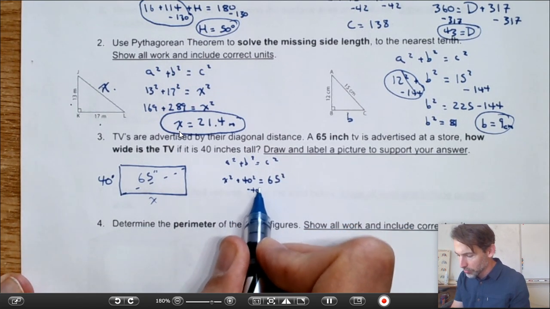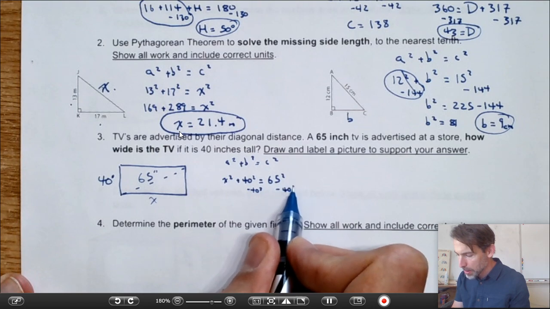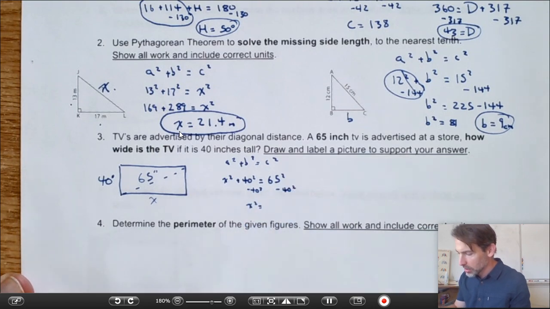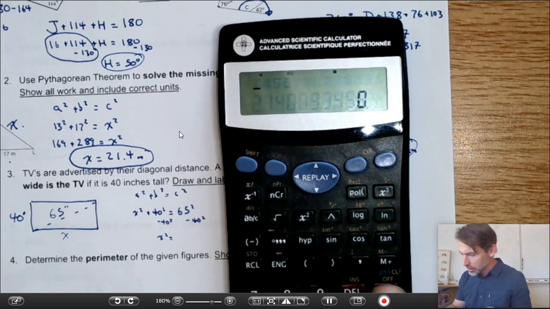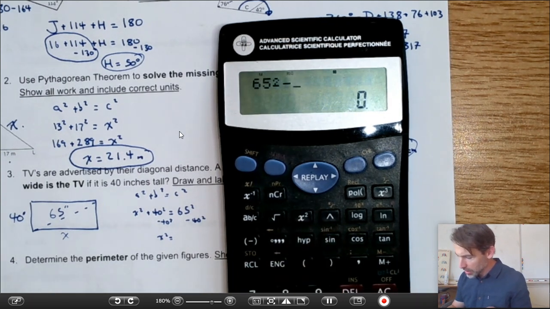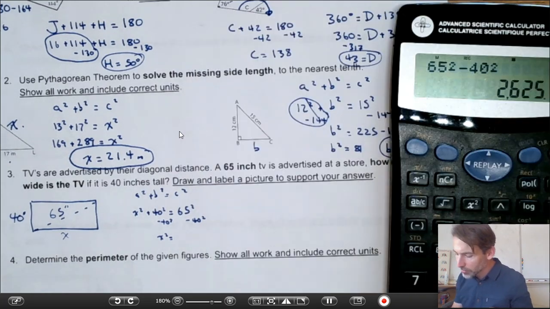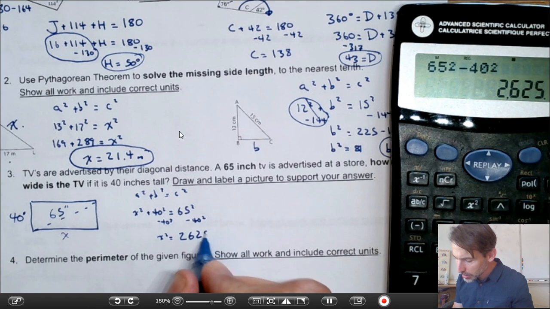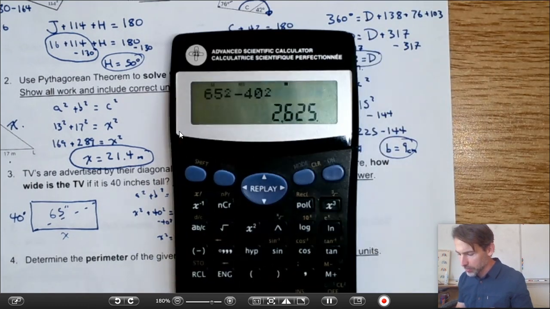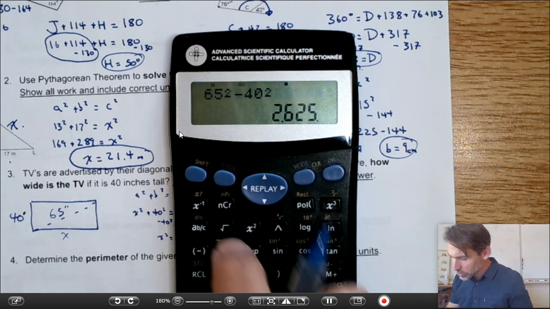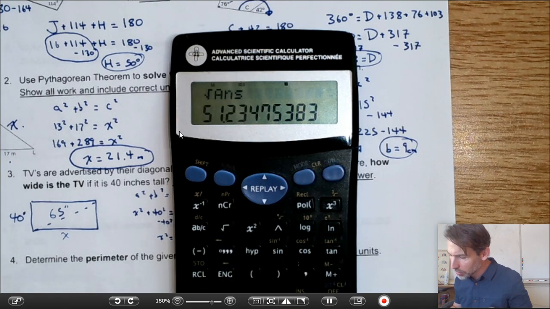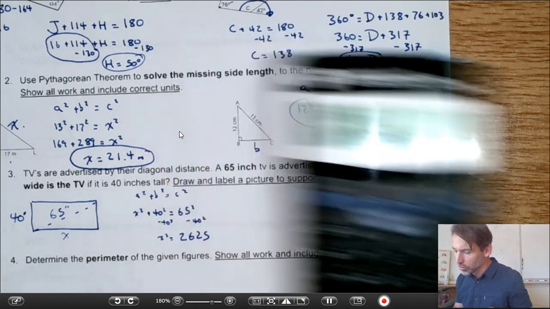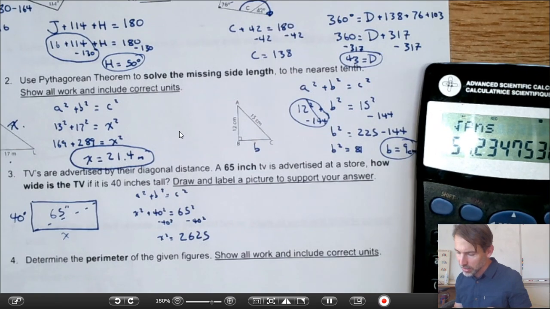Subtract 40 squared from both sides. X squared equals 65 squared minus 40 squared, which equals 2625. I wonder if that's something like 45 or something. Okay, no. 55? Anyway, take the square root of what I just got, which equals 51.23. How wide is the TV?